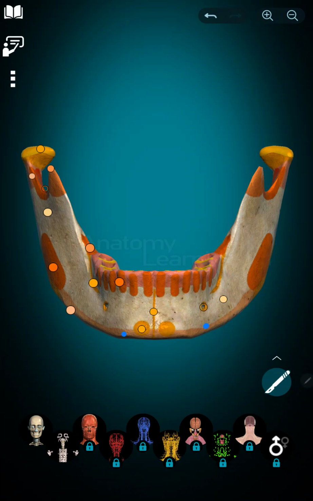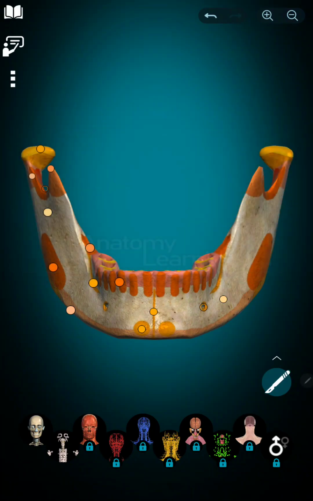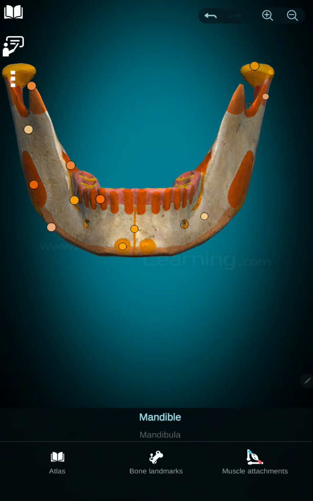Now the inferior border is the base of the mandible. Okay, sorry, I'm really sorry, the inferior border means the base of the mandible. Clear? You can see here, this is the mandible, this is the inferior border. Okay, that is the base of the mandible.